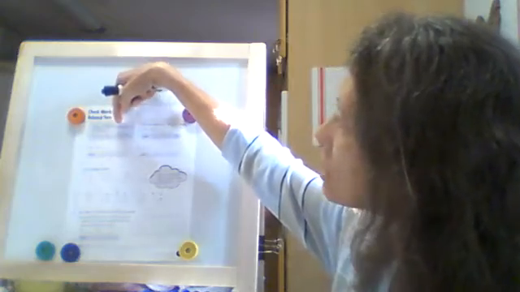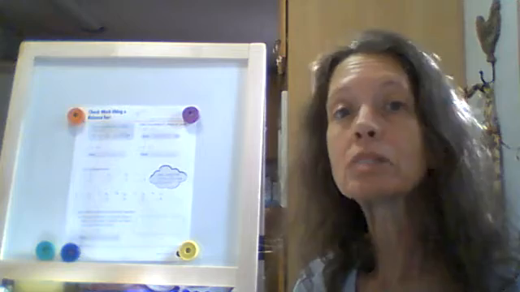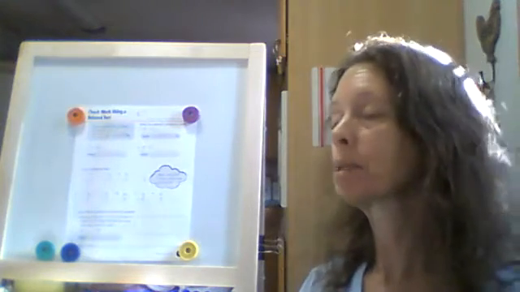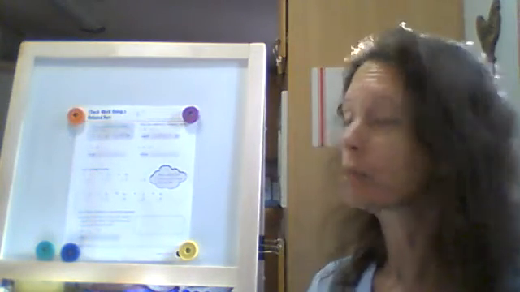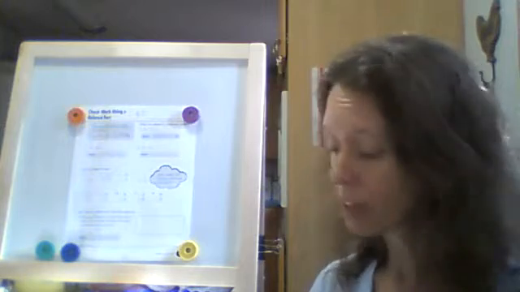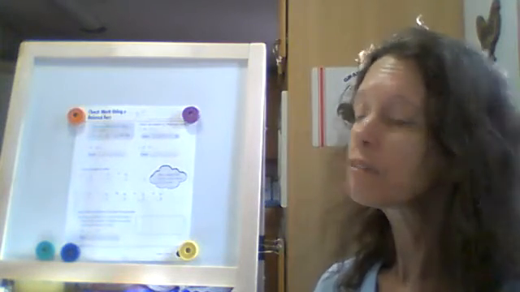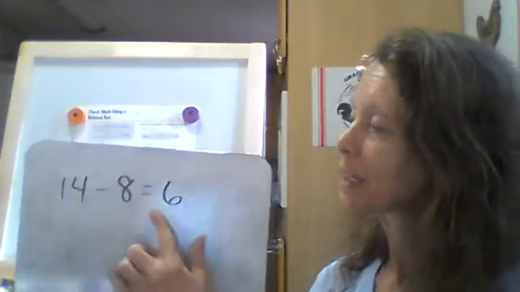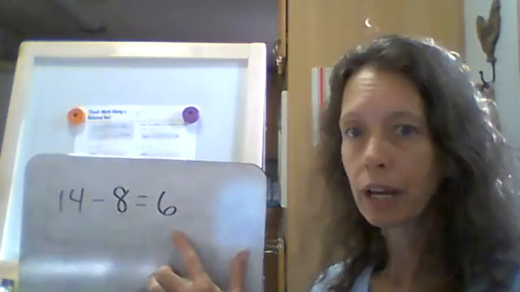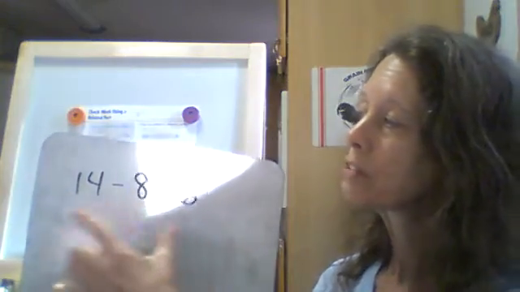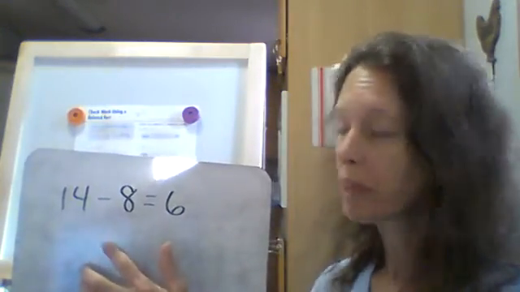Let's look up in the information bubble, and it says, think of a related fact to check your answer. Related fact means fact families, and we did fact families at the beginning of the year, had a lot of fun with those. So let's try that. The first problem says 14 minus 8 equals 6. And we're going to find an addition problem that works with this.